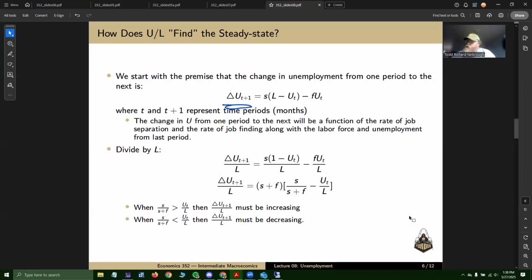And then if you just go through and think about this in terms of a rate, then you get some pretty interesting dynamics. So if S over S plus F is greater than the unemployment rate, then the unemployment rate must be increasing, right? And then you get the opposite effect. So the idea is that your economy is always moving to the steady state. The steady state is ultimately defined by the rate of job separation relative to all of the movement in the labor market, both separation as well as job finding.